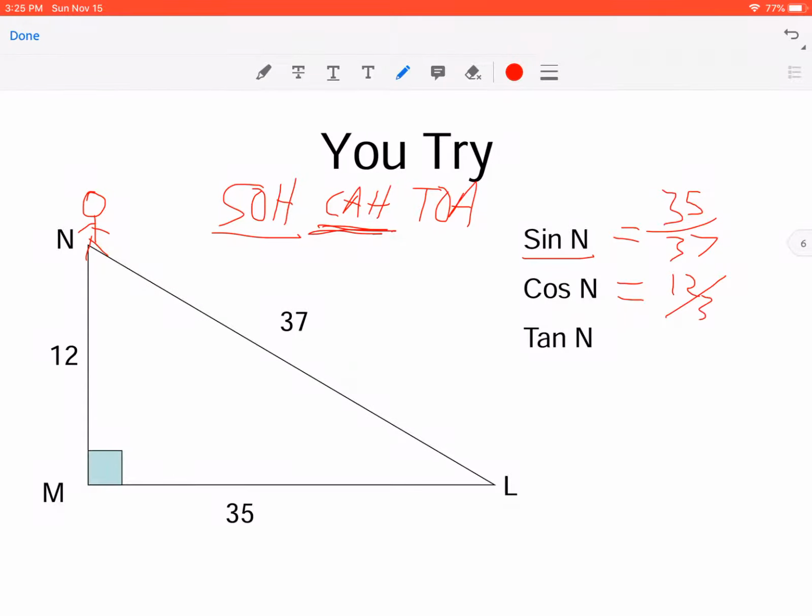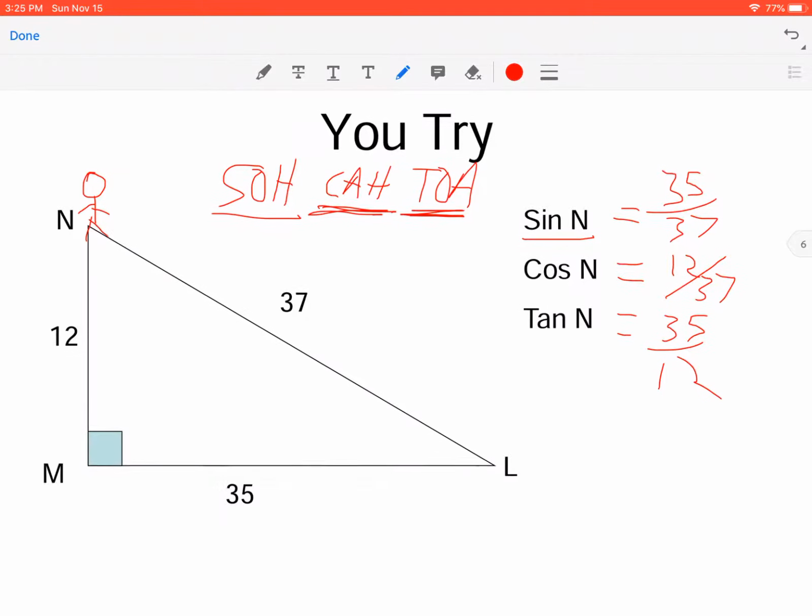Who's the hypotenuse? 37. That's it. All right. Tangent, opposite over adjacent. So who's opposite of me? 35. Who's beside me or adjacent to me? 12. That's it. Those are your answers right there. It's pretty simple.